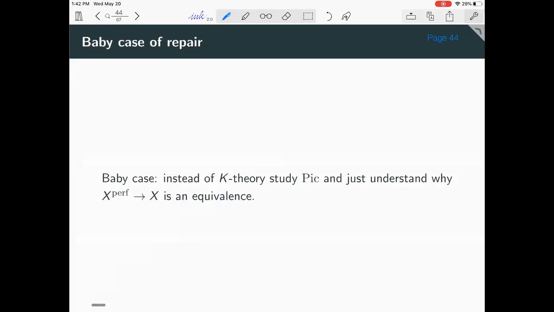And here's a baby case of the phenomenon, and I want to replace K theory with Pic, because the solution in characteristic zero that Jakub and Akhil and I figured out has its roots in Pic. So I want to understand why X_perf to X is an equivalence after you apply Pic[1/p]. So this is the version for Pic instead of K theory[1/p], okay? Any questions on what I'm trying to demonstrate now? I'm just replacing K theory with Pic and telling you the argument for Pic, and I'll tell you that a version of this argument also works for K theory[1/p].